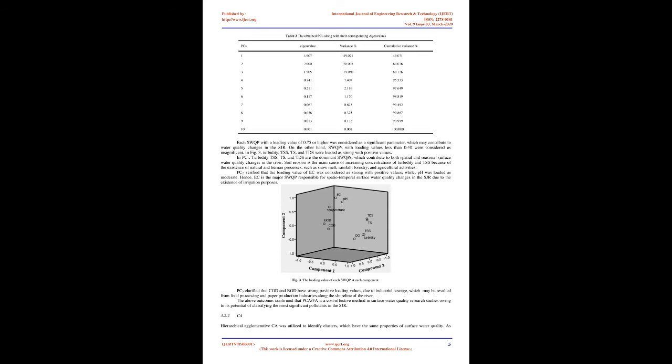Where z is the measured parameter, a is the loading value of each parameter, f is the score of each factor, e is the term of errors, i is the number of the sample, and m is the total number of factors.